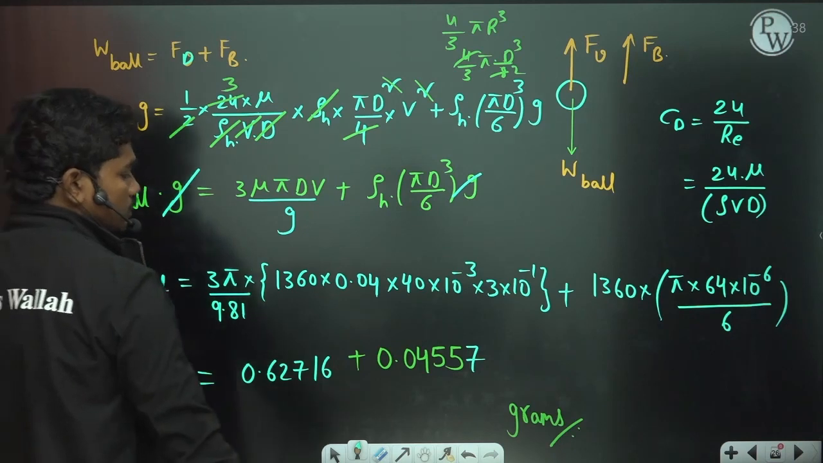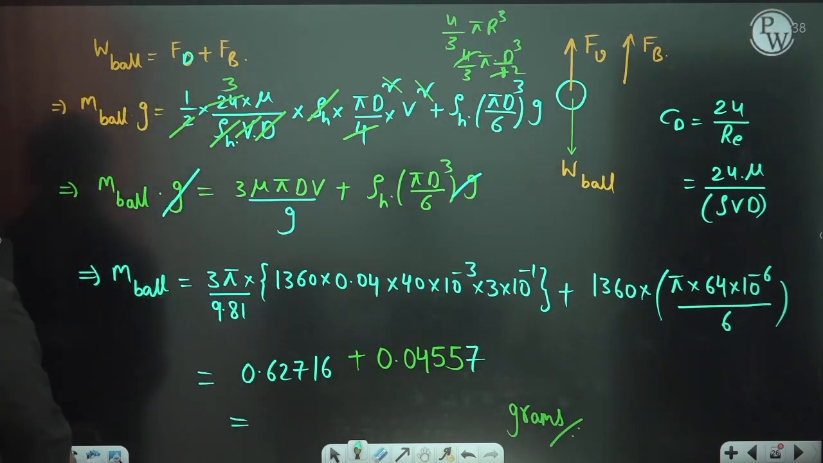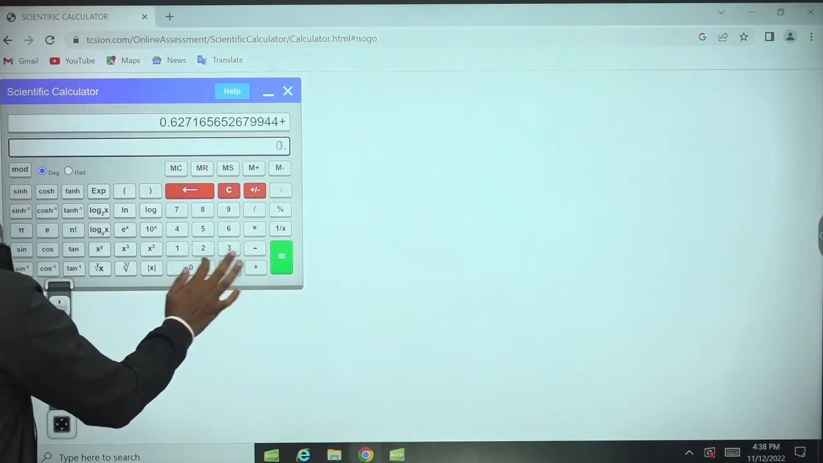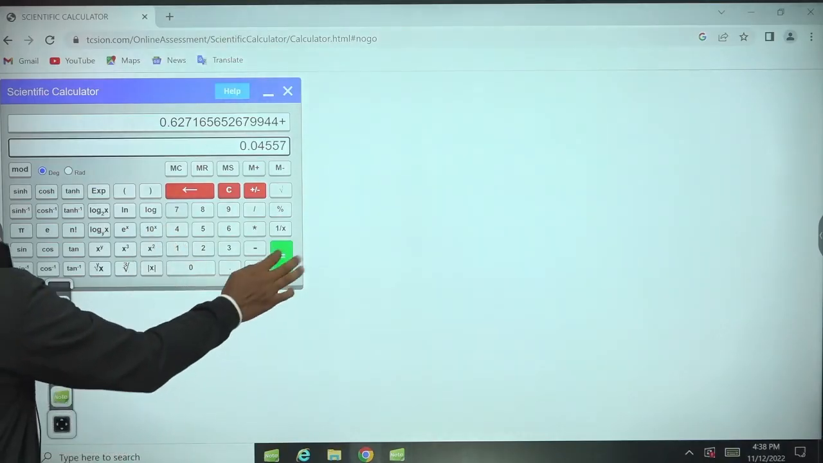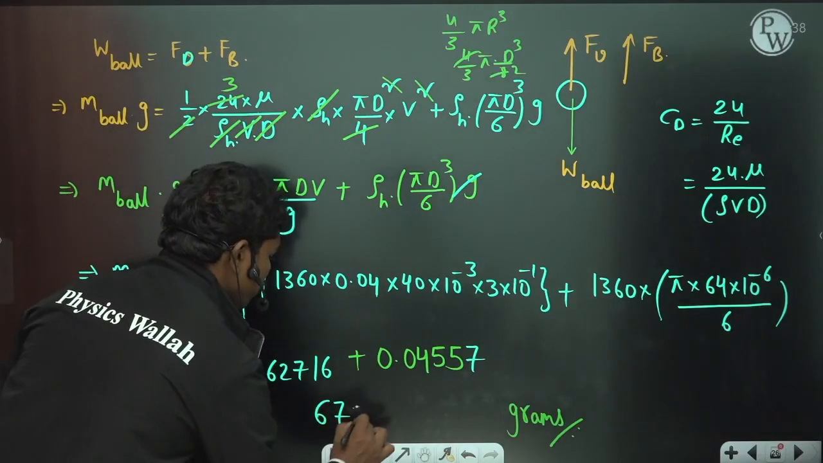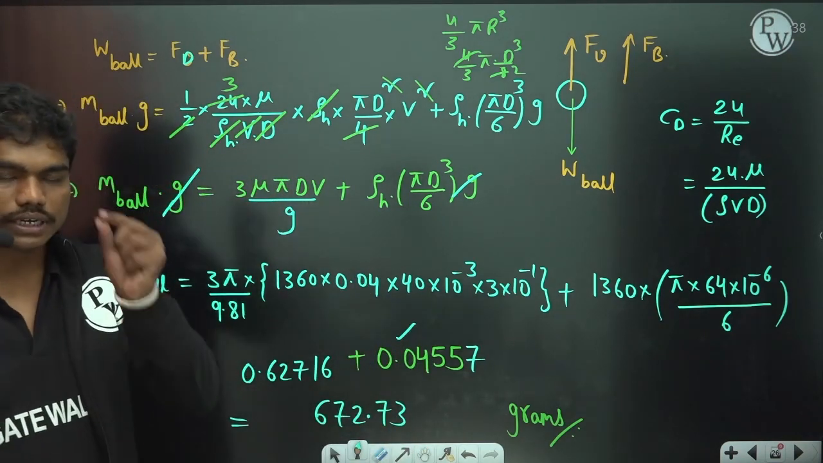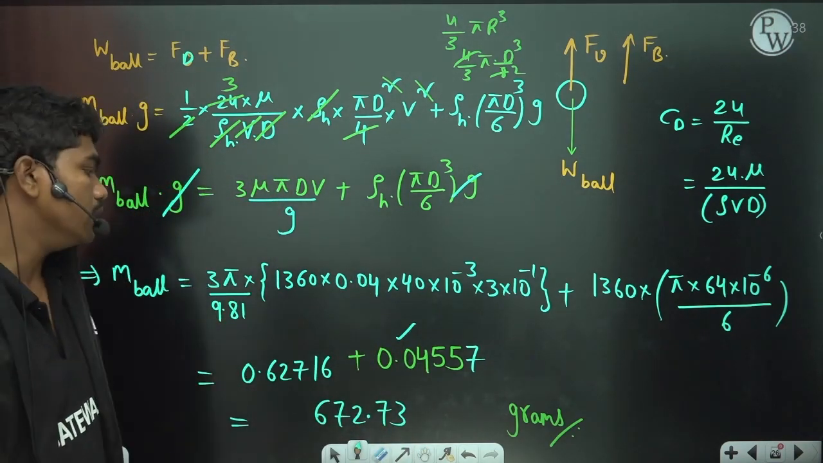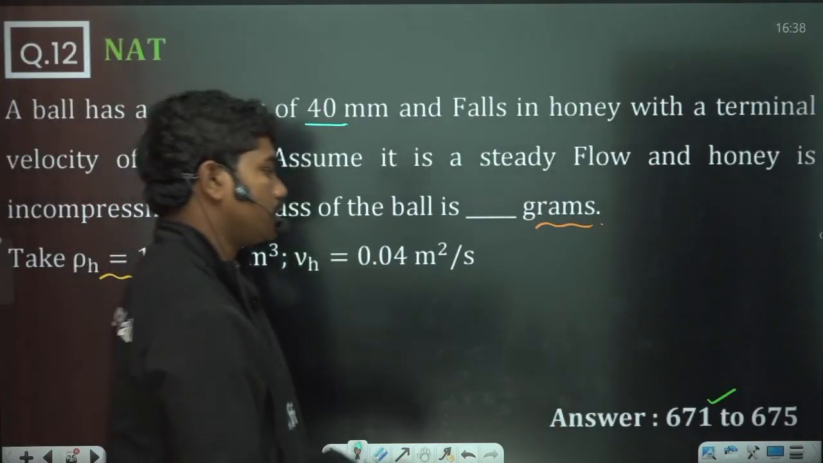0.62716 grams. Okay, so if you add both these things, so let us see how many grams is this. This value plus 0.04557. So if you simplify, 672.73 grams. You understood this buoyancy is actually very small because the diameter of the ball will be very small actually. Okay, so 672.73 grams. So let us see, 672.73 is within the range.